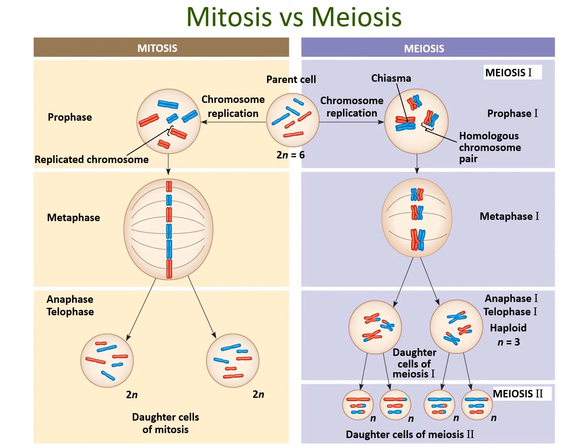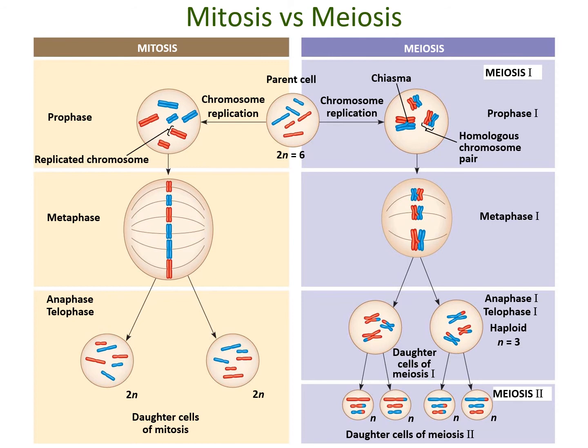And we can have crossing over between non-sister chromatids. So the 2 chromatids that make up one homologous chromosome are known as sister chromatids. But we can have crossing over, the swapping of bits of homologous information between non-sister chromatids.